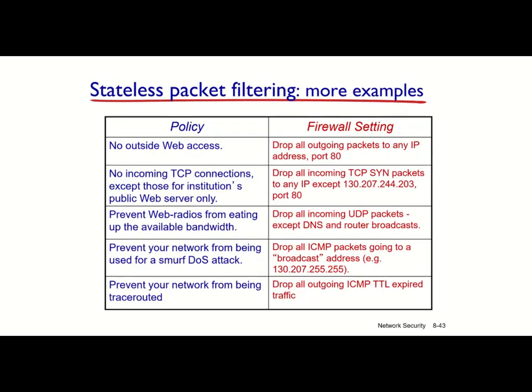As an example of stateless packet filtering, you can consider this table. For example, if you want to have no outside web access, you can drop all outgoing packets to any IP address with port 80. So you have to look at the port number, and if it's 80, you have to drop them. This way you can have no outside web access.